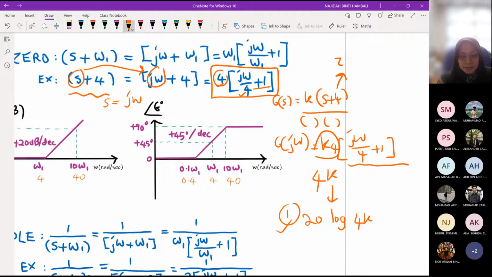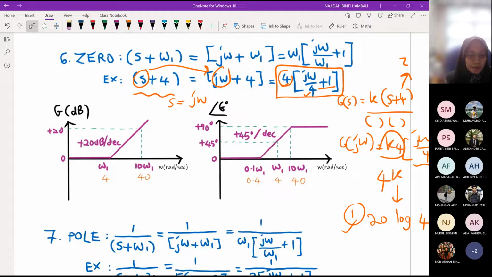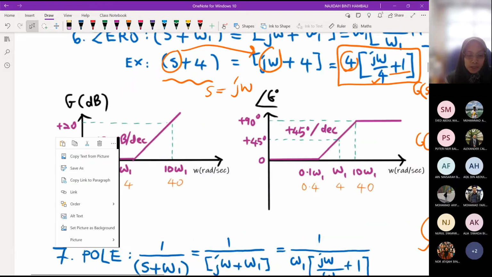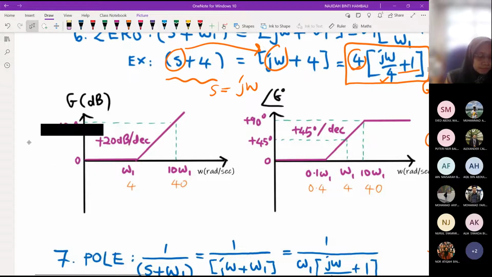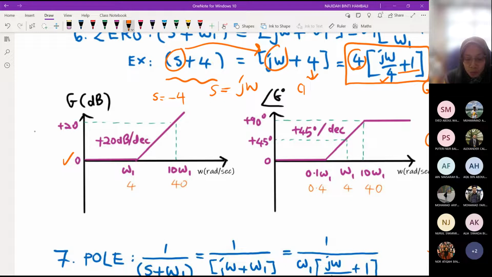Okay, now let's go back to theory number 6. Listen carefully. For theory number 6, the starting point for magnitude is 0. The starting point for magnitude is 0 dB. Our zero is S plus 4. In S domain, it is equal to S negative 4. But in frequency domain, this positive 4 is our cutoff frequency.